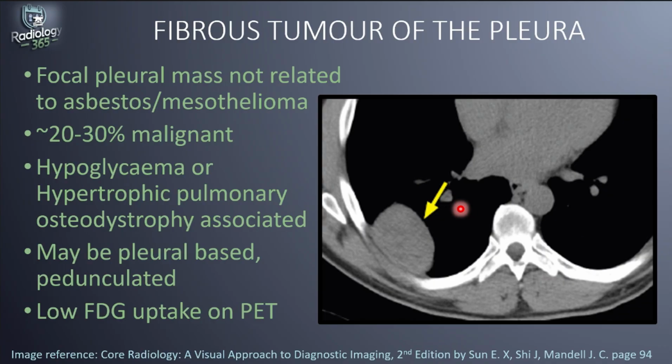So this image is a case of fibrous tumor of the pleura. It's an axial CT scan, and it shows a circumscribed mass with a broad attachment to the pleura, confirming that it's pleural based. This was a fibrous tumor of the pleura.